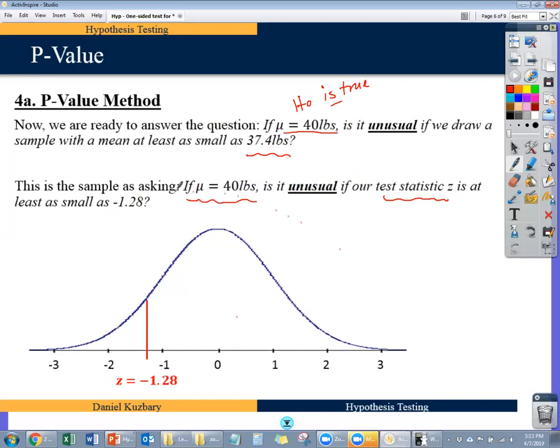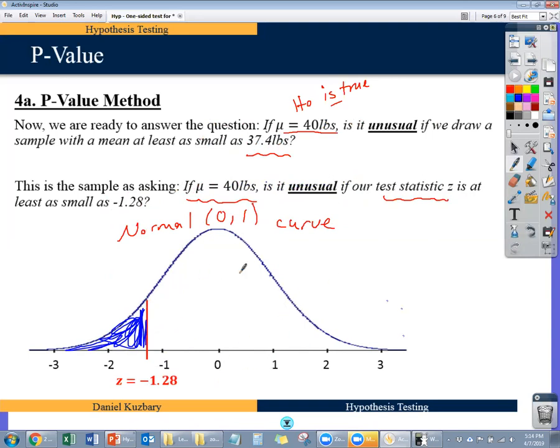So what I'm asking is, on my standard normal distribution, this is a normal 0, 1. Let me write that better. This is the normal 0, 1 curve. How likely is it on a normal distribution that I get the number negative 1.28 or something smaller than that? What's the probability that it happens? And is this an unusual thing?